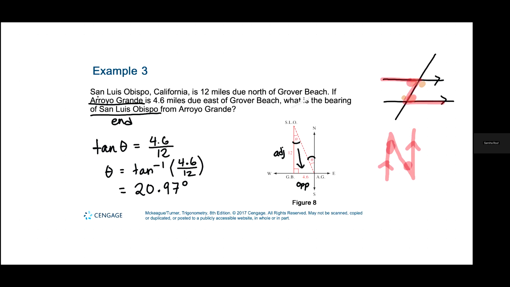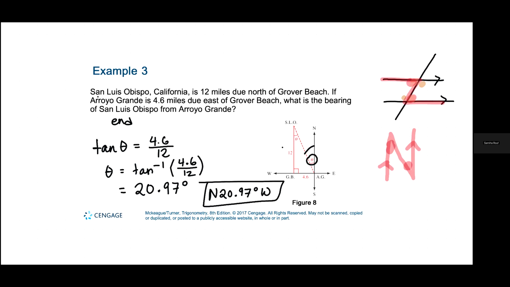We'll go back to our picture and we see that the angle that we're creating is created with north towards the west. So the answer would be the bearing is north 20.97 degrees west. And that would be our bearing. Okay. Let's look at another example. But the next example won't have a picture, so we'll have to construct it ourselves.